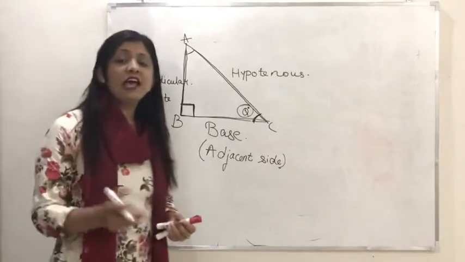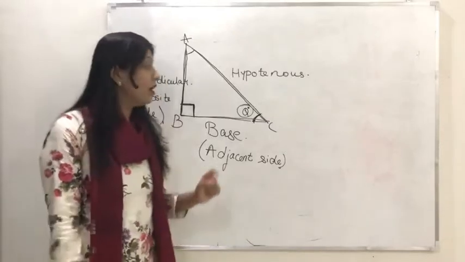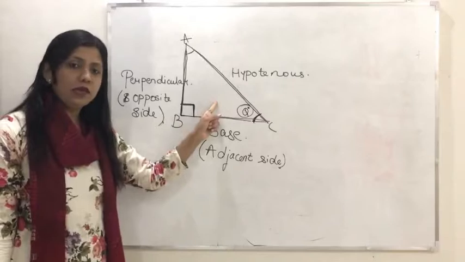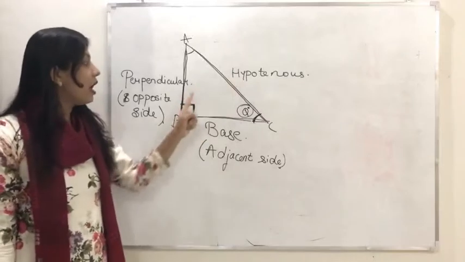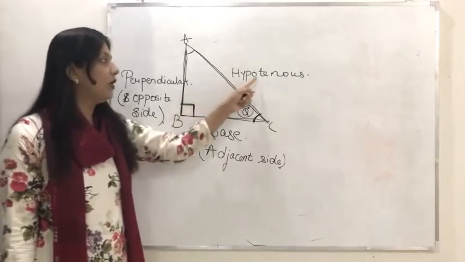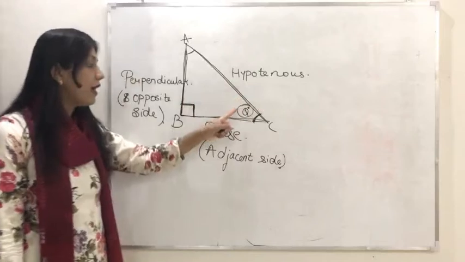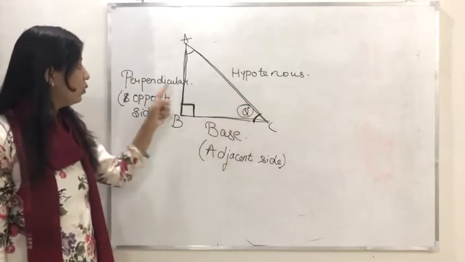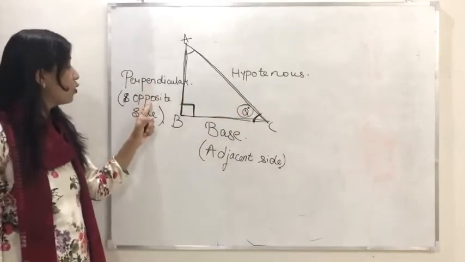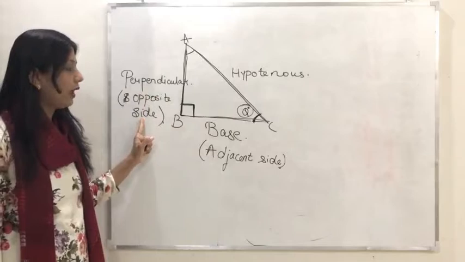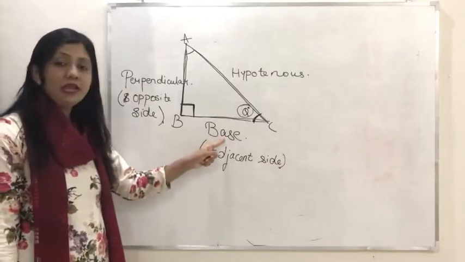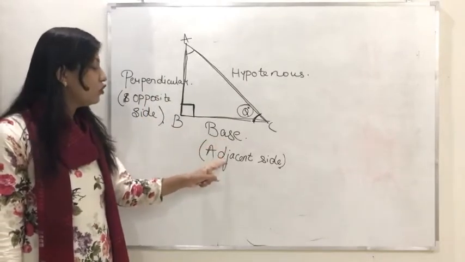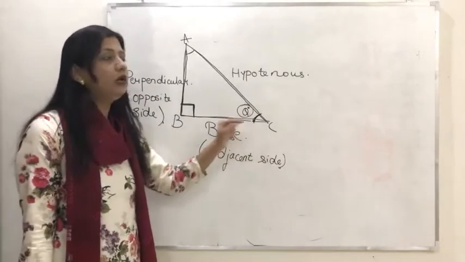So once again I am repeating, if you have a right angle triangle ABC, the side opposite to 90 degree will be your hypotenuse. The side opposite to angle theta will be your perpendicular. It is also called the opposite side, opposite to angle theta. And the remaining side will be your base. That is also called the adjacent side to theta.